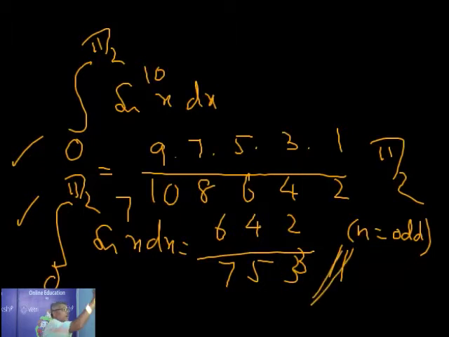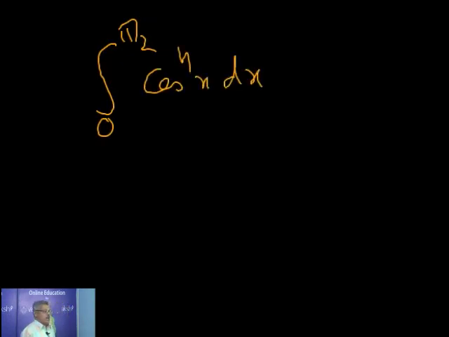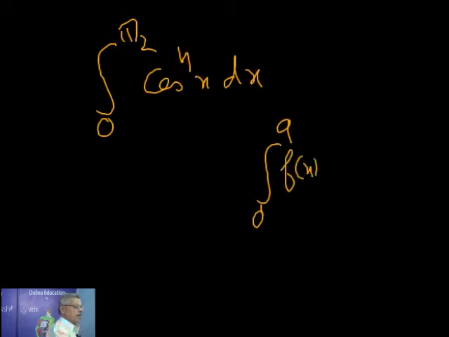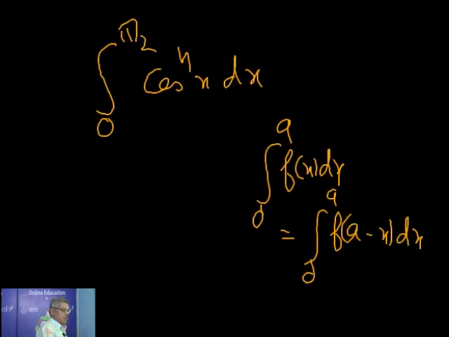Now, we are having another question. Can you write the reduction formula for cos x power n, when n is even, when n is odd? One property says, as we have seen in the last class, integral 0 to a f of x dx is the same as 0 to a f of a minus x dx. So if the lower limit of the definite integral is 0, in the integrand x can be replaced by upper limit minus x. That's a property.